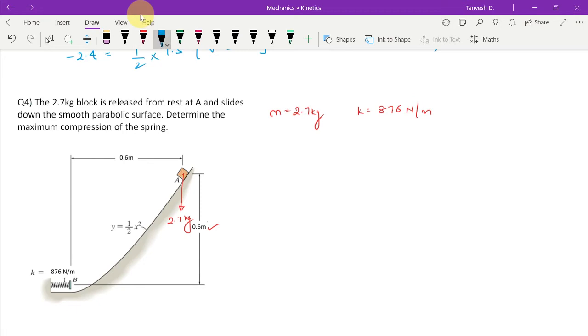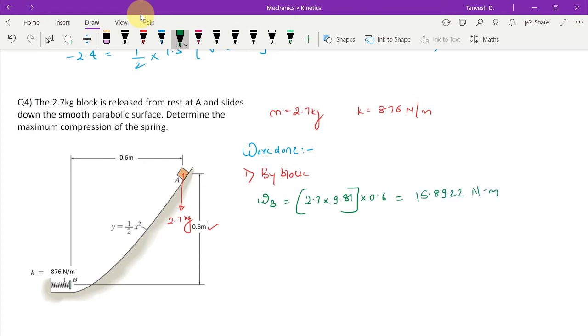We'll just write here work done. First is by block. So that I will write as WB, which is equal to its weight multiplied by the displacement that it is happening. So 2.7 into 9.81 into 0.6. Okay, this is force into displacement, and it would be positive since the work is happening along the direction of that force, right? So how much is that? It comes out to be 15.8922 Newton meters.